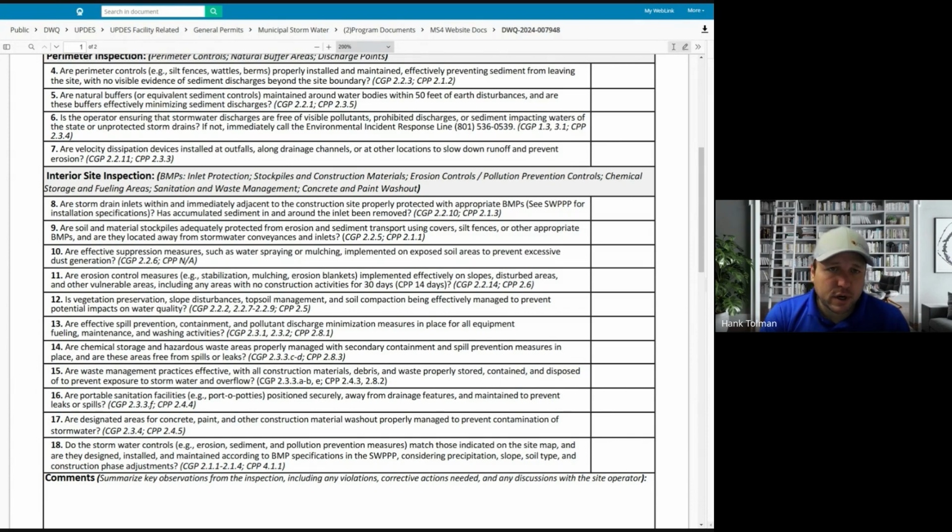Designated areas for concrete. This is a big one that comes up. Concrete washout, but also paint and other construction material washout. So stucco washout, paint washout, things like that. Those are big deals. The concrete washout kind of everybody knows about. We look for that all the time.